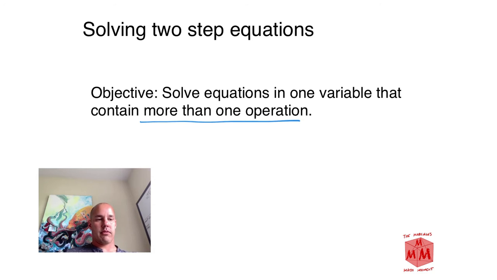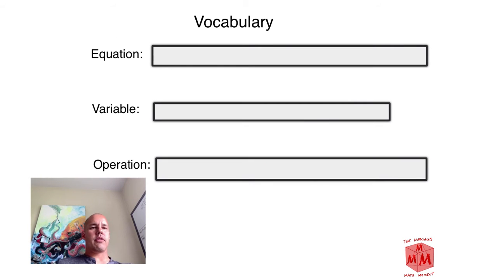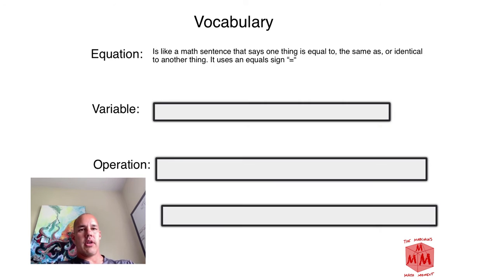Before we go into some examples, let's talk about vocabulary. So a few vocab words. Equation. What's an equation? An equation is like a math sentence that says one thing is equal to, the same as, or identical to another thing. And the key here is it uses an equal sign, okay?